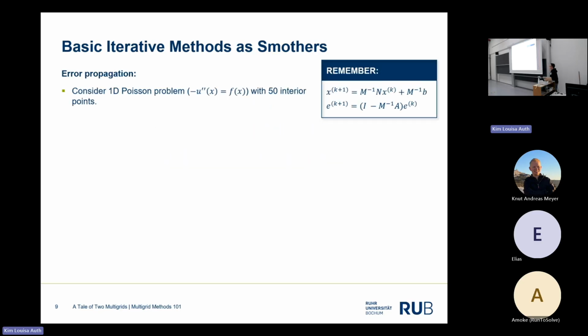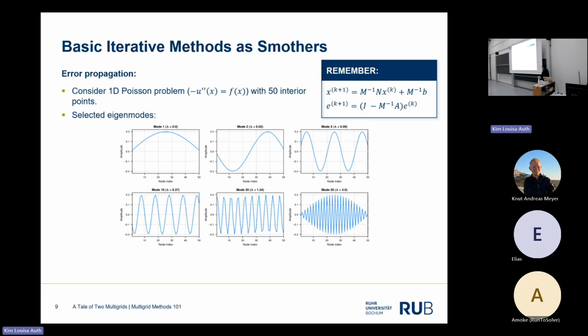For this, we consider a 1D Poisson equation with 50 degrees of freedom, and we calculate their eigenmodes, which are 50, but we select some of them and we plot them, and here they are. As you can see, these selected eigenmodes are a spectrum that goes from low frequency modes, or what I would call smooth error, to high frequency modes, or oscillatory error. These are the terminologies that we are going to use. Low frequency corresponds to smooth error, high frequency corresponds to oscillatory error.